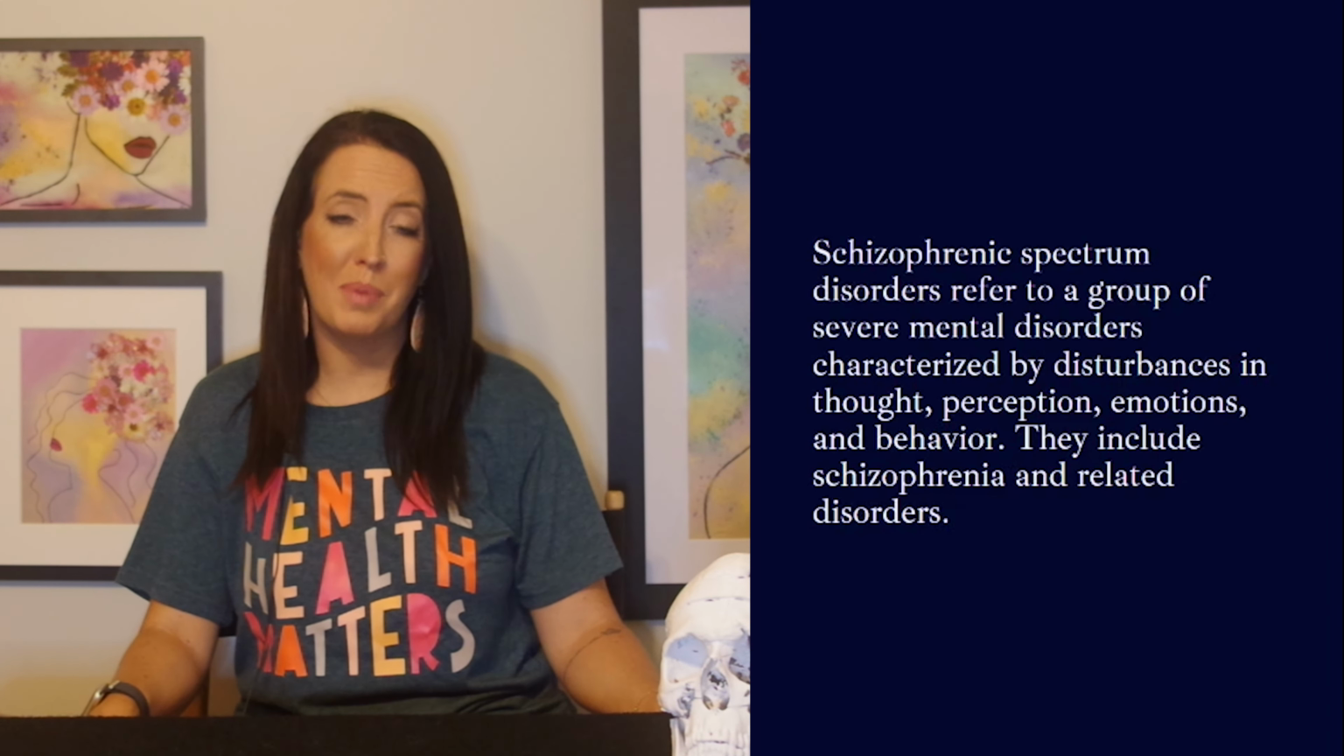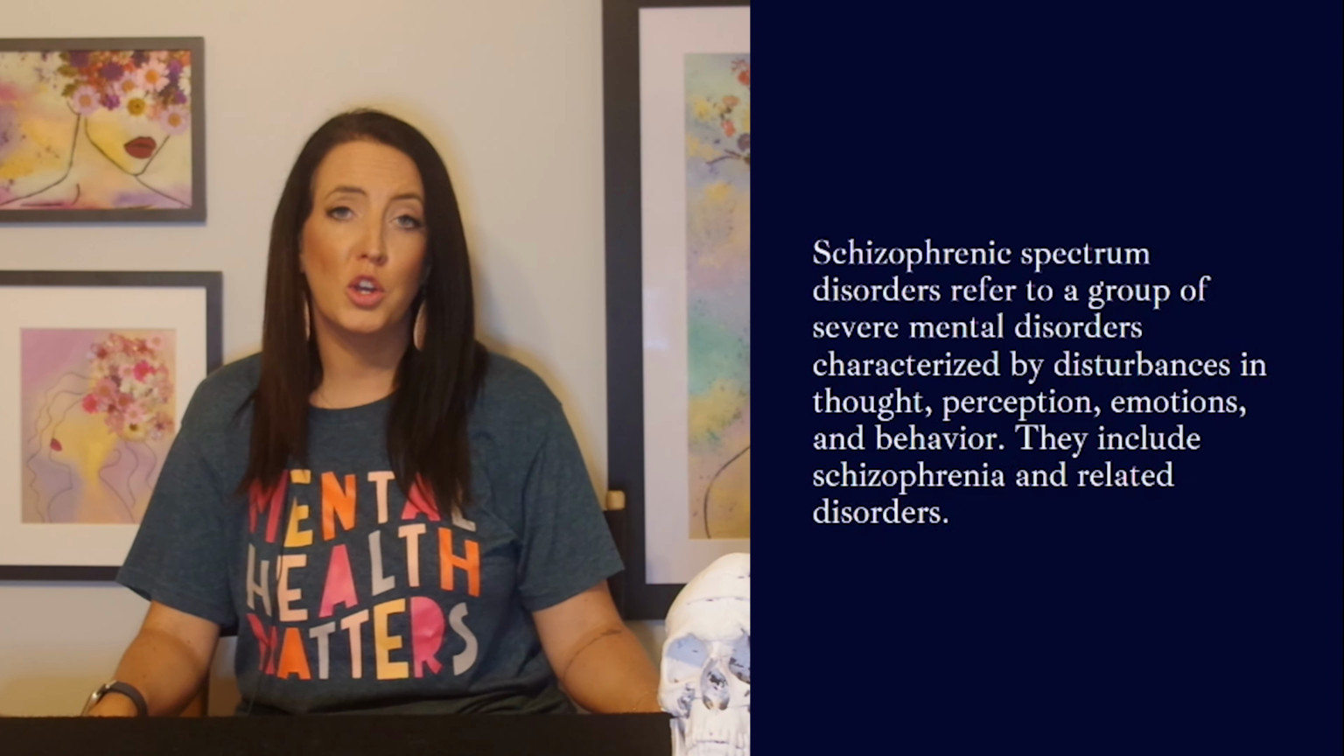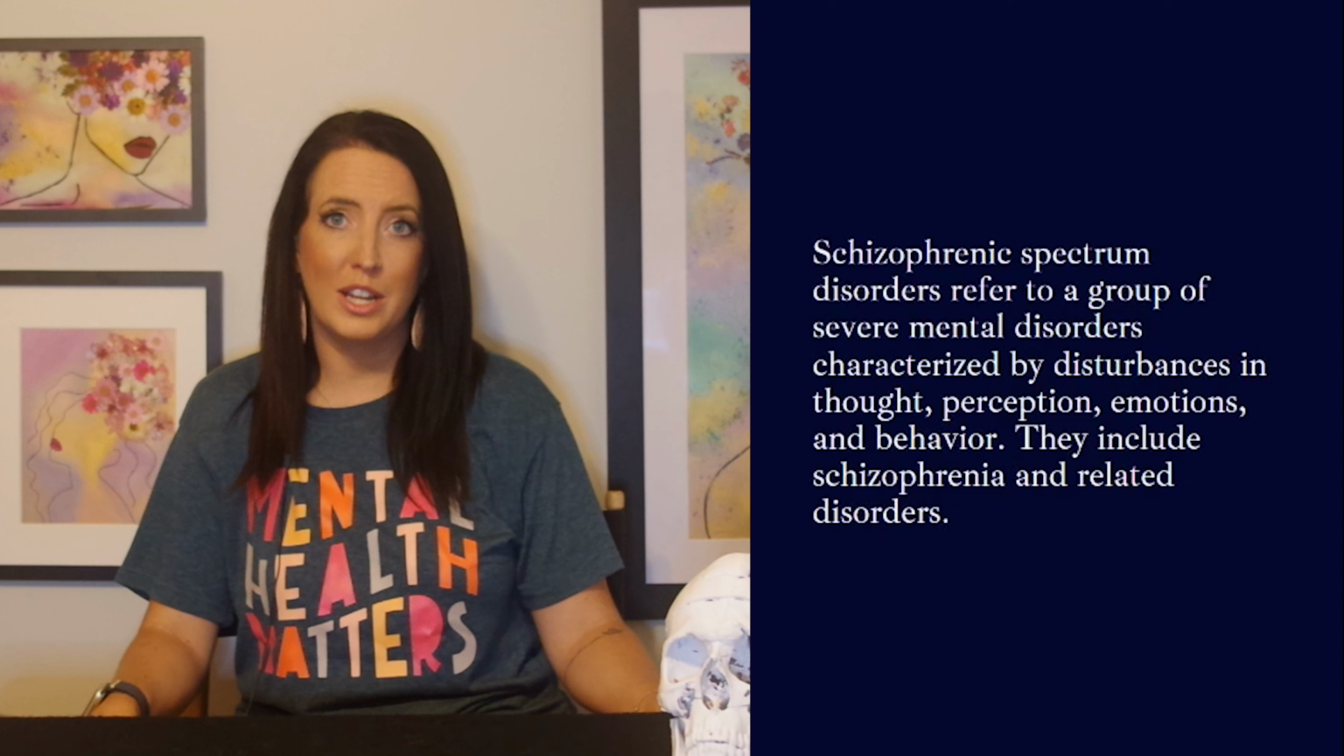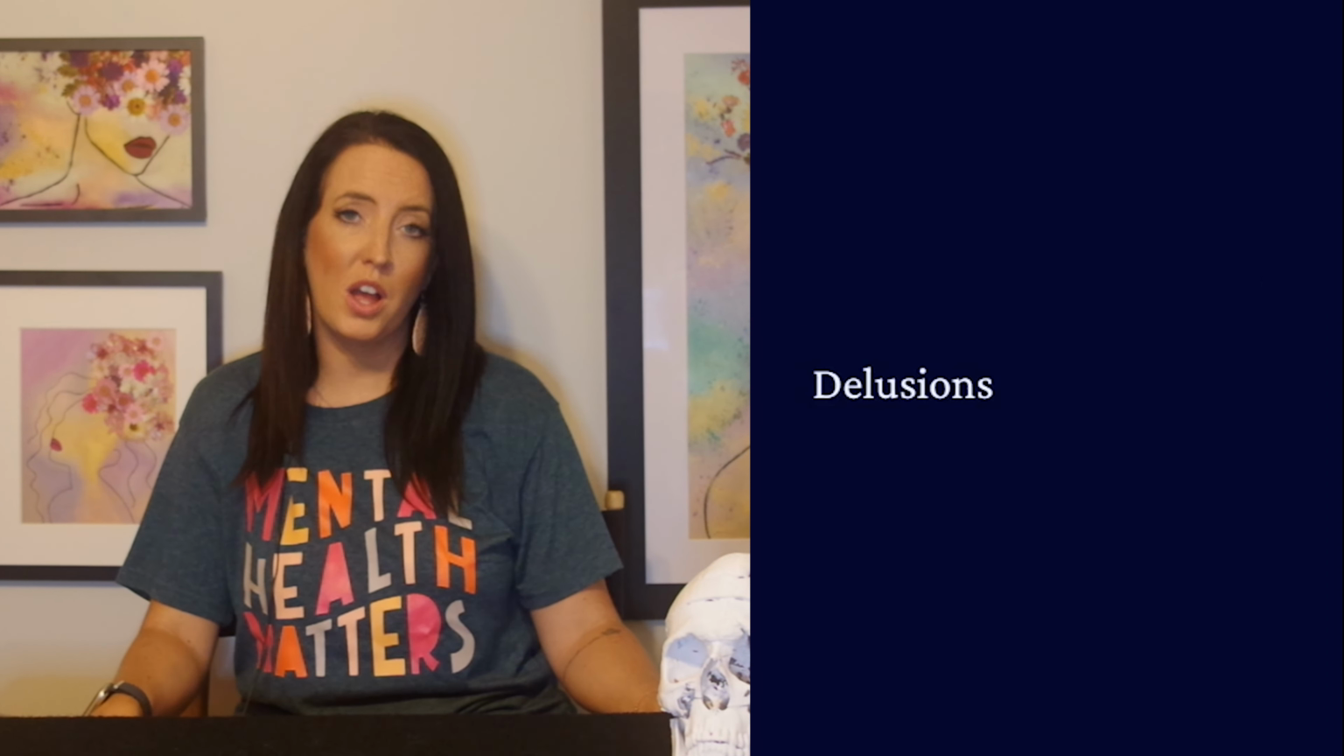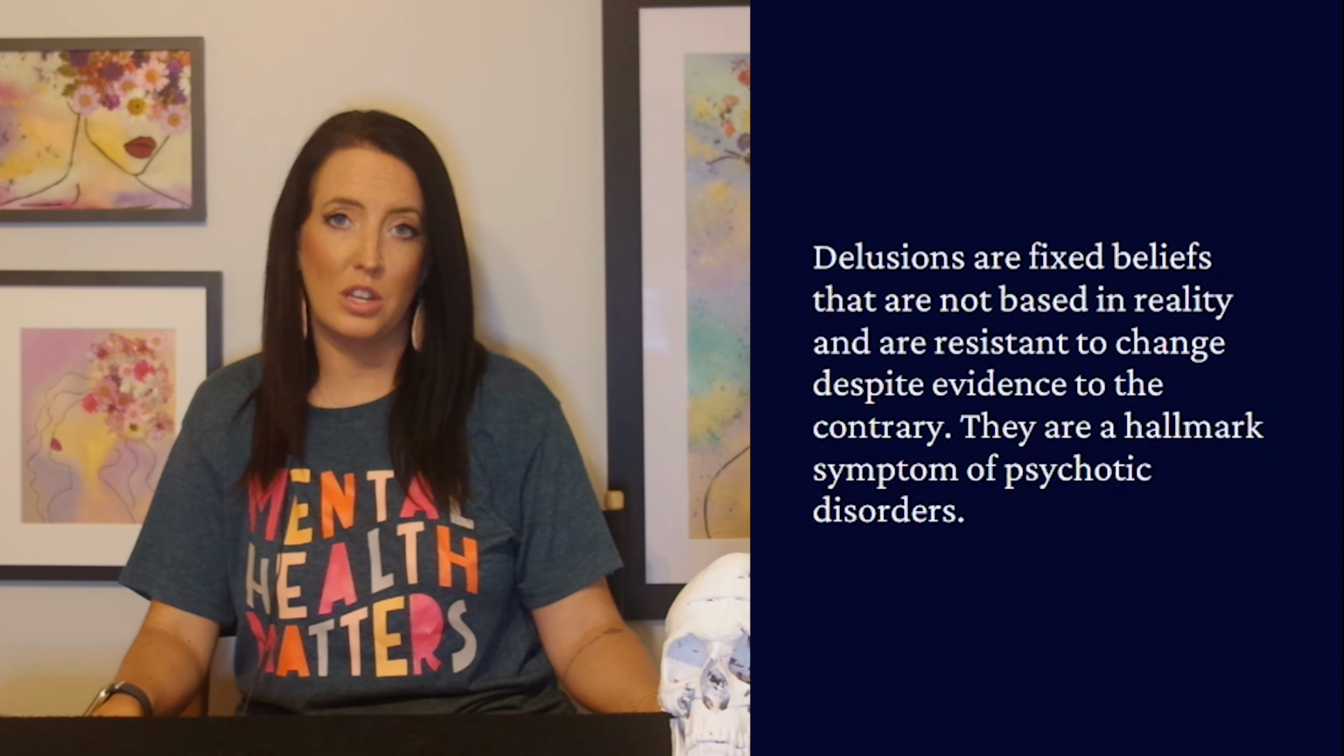The next category of disorders that we have is schizophrenic spectrum disorders. And schizophrenic spectrum disorder, also often referred to as schizophrenia, is in fact a group of disorders that are characterized by disturbances in thinking and perception, emotions, and behavior. They include schizophrenia, but there's also other related disorders as well. In this category of disorders, we often see symptoms such as delusions, which are fixed beliefs that are not based in reality and resistant to change.